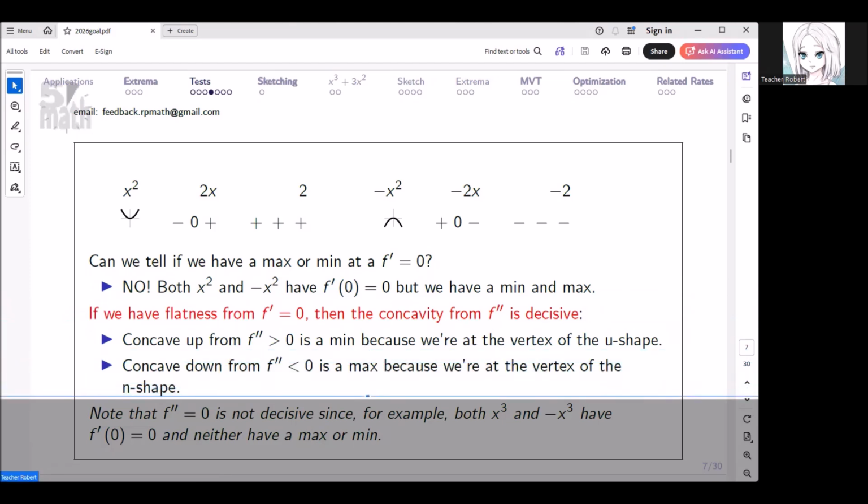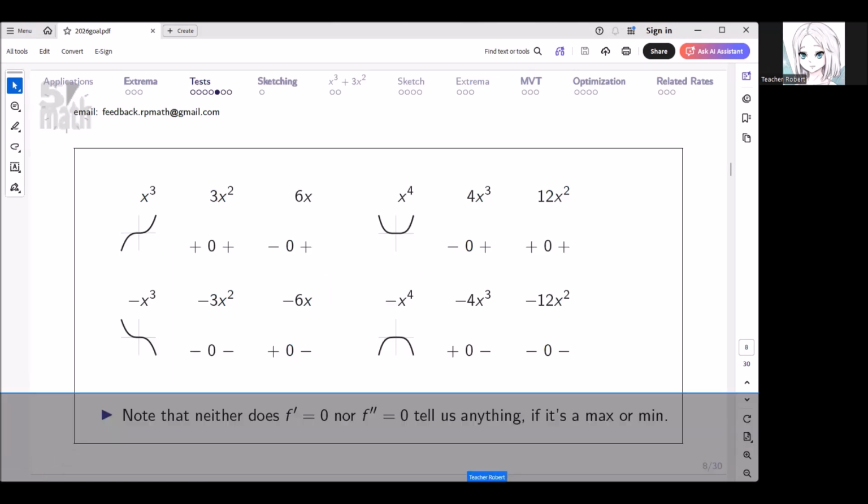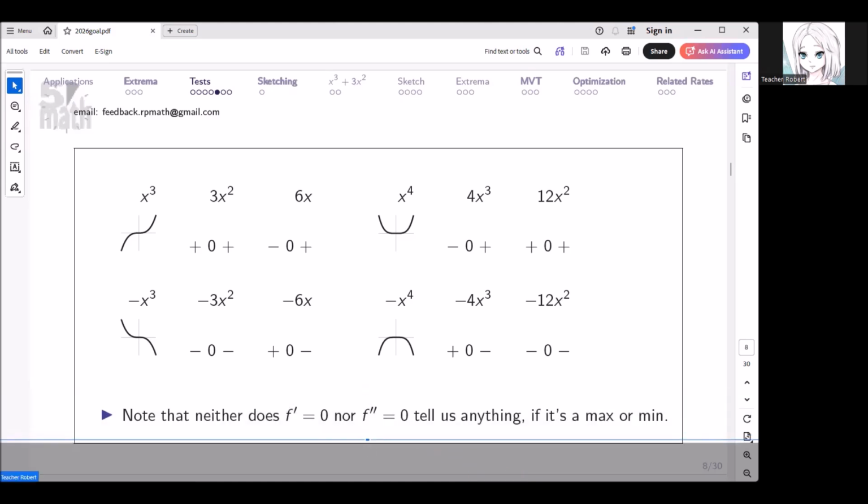Concave down from f'' less than 0 is a max because we're at the vertex of the N shape. Note that f'' equals 0 is not decisive since, for example, both x cubed and minus x cubed have f'(0) equals 0, and neither has a max or min. Here are some examples. Note that neither f' equals 0 nor f'' equals 0 tells us anything about whether it's a max or min.